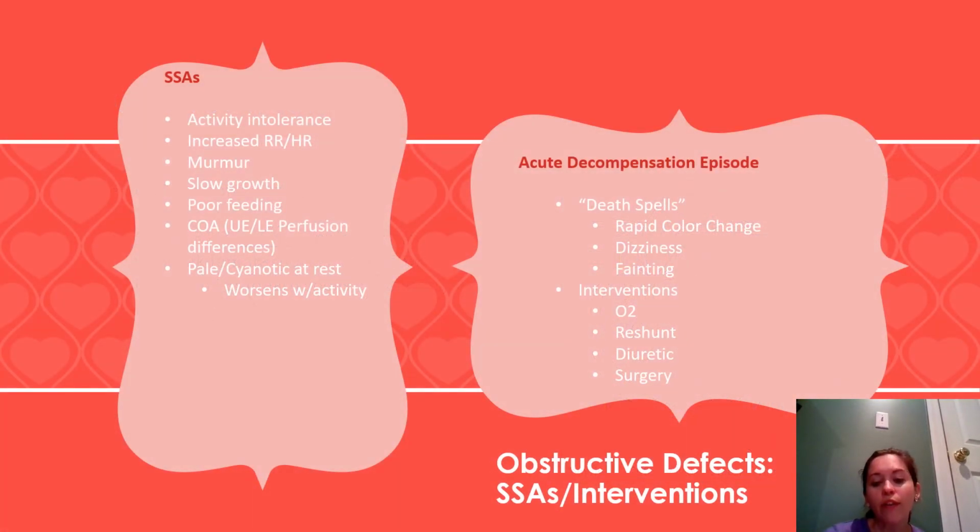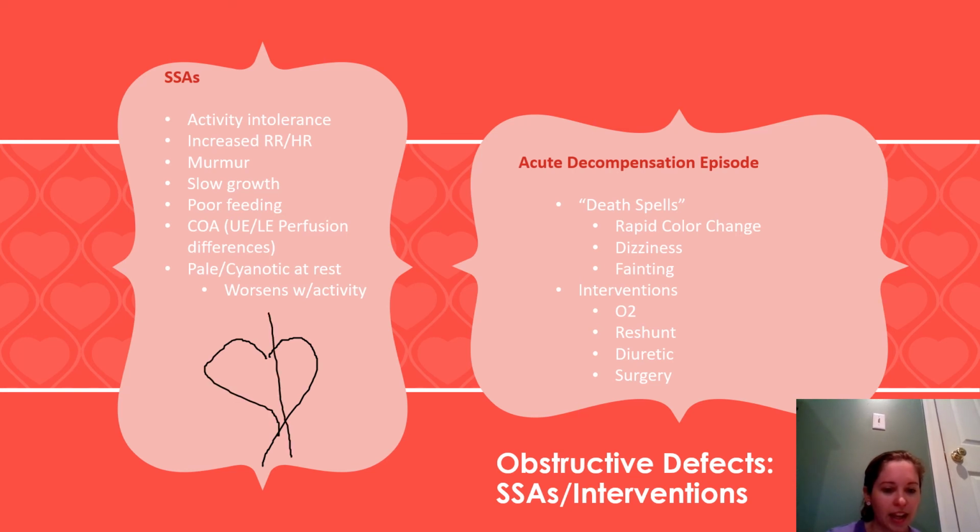So we've gone over coarctation of the aorta. So let's go over quickly aortic stenosis. So we've got our heart. Oh, that's a really big heart. Let's try again. We've got our heart, and we've got our little aorta, branching off, and I'm sorry for my lovely drawings.